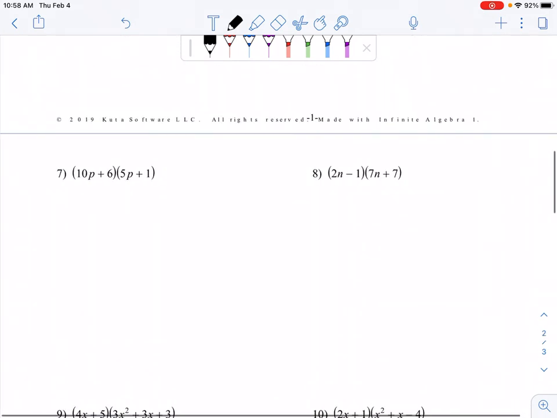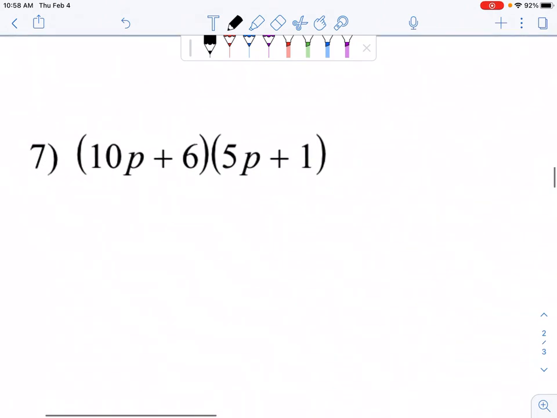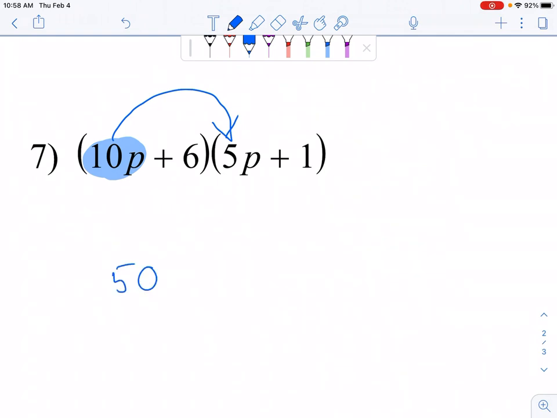All right, I'm going to jump down here. For this one, I'm going to do double distribution again. It's the way I prefer to do it the most. So I'm going to take 10p and multiply that with 5p, and that's going to give me 50p squared. I'm going to take 10p and multiply that with 1, and that's going to give me 10p.